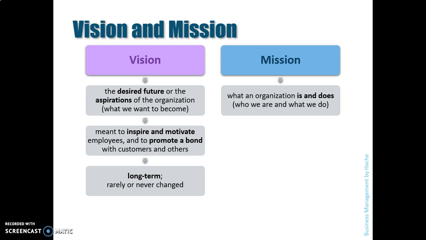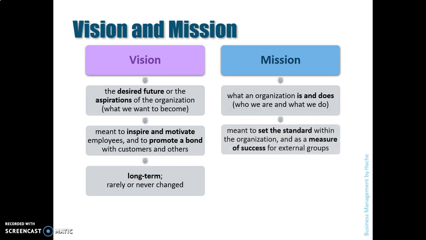On the other hand, we have the mission. The mission states what an organization is and does. So it basically says who we are and what we do. It is meant to set the standard within the organization. Every time we look at the mission, we see what we are supposed to be doing, what we are supposed to be as part of this organization. And it is also a measure of success for external organizations, groups, or customers. When they look at the mission, they see how we are achieving the vision.